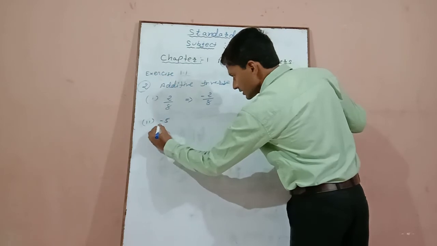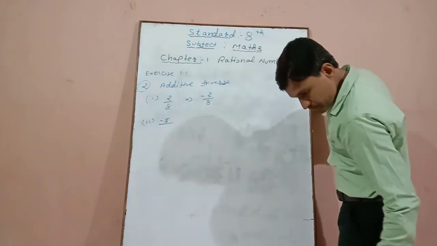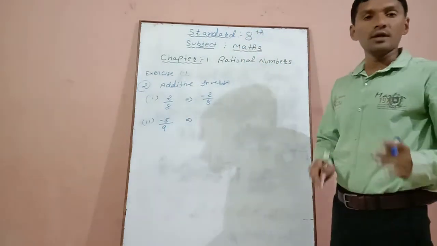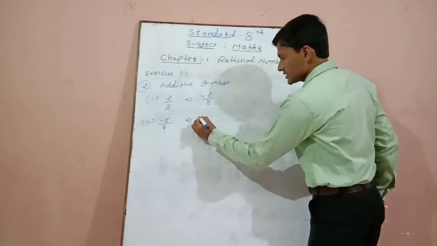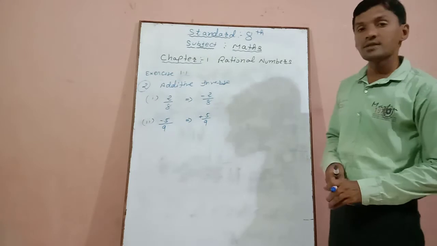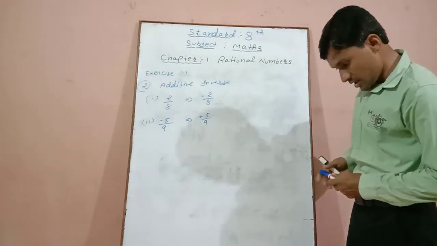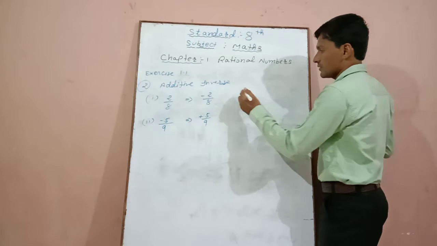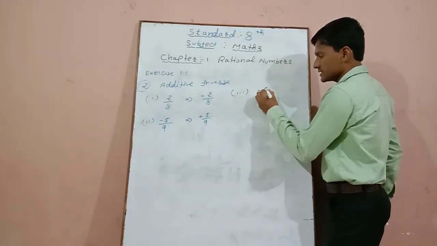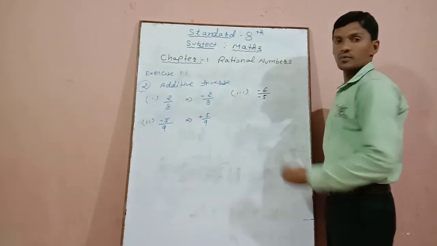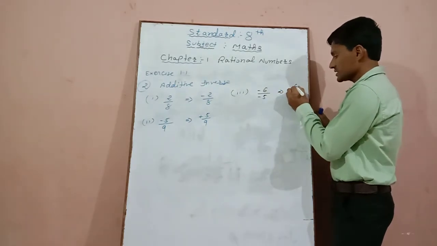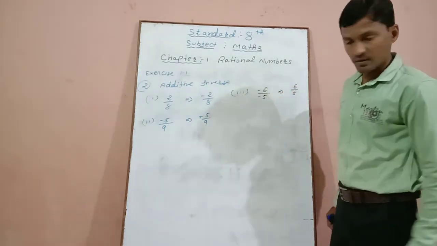Second one is minus 5 divided by 9. Here the sign is minus. So in additive inverse, this minus will become plus. The answer will be plus 5 divided by 9. Okay. Now third one is minus 6 divided by minus 5. Here both the signs are minus, so both will be plus. That means 6 divided by 5.